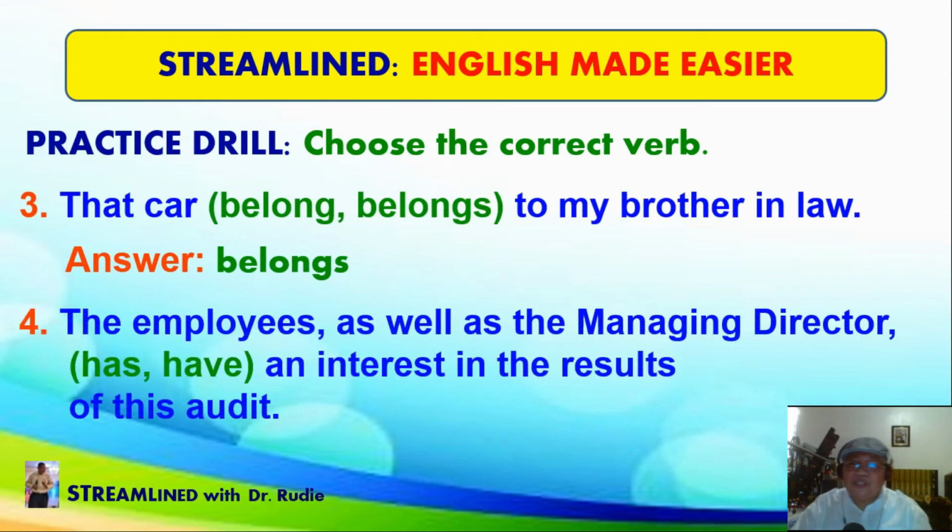Here comes question number 4. The employees, as well as the managing director, have an interest in the results of this audit. What do you think is the correct form of the verb in number 4? The correct answer is have. Our subject is the employees, plural in form.